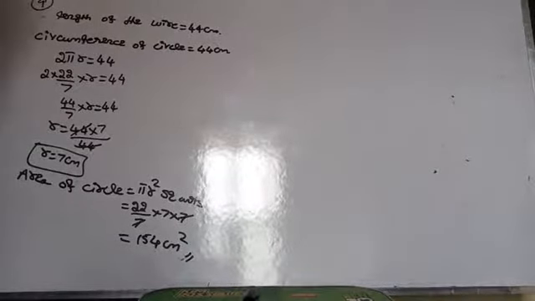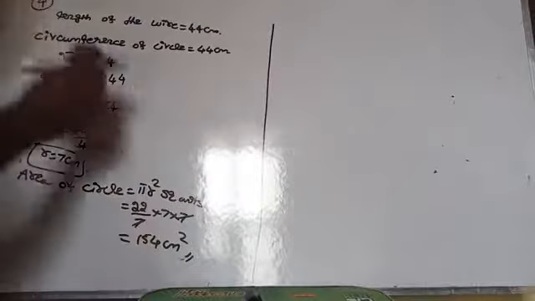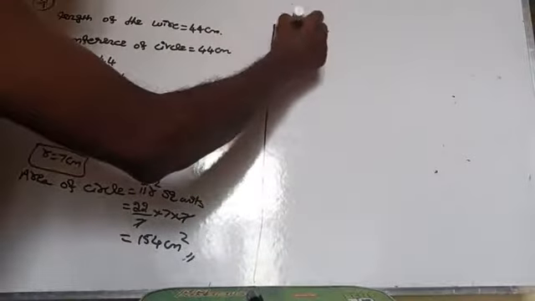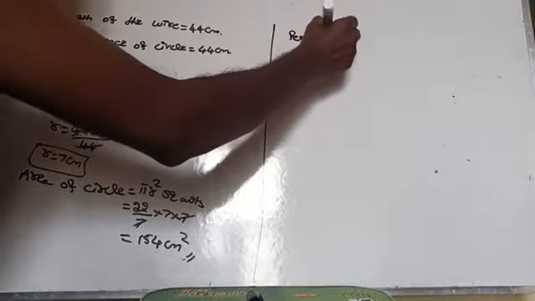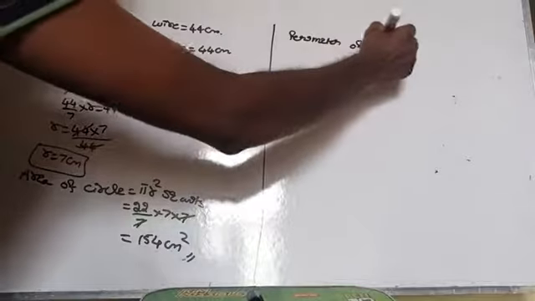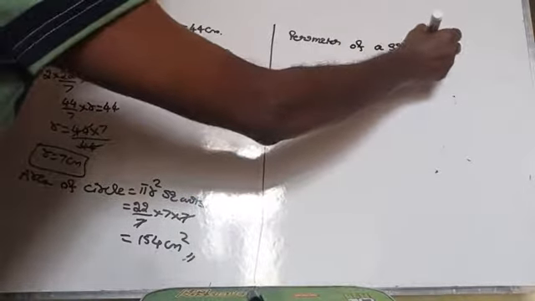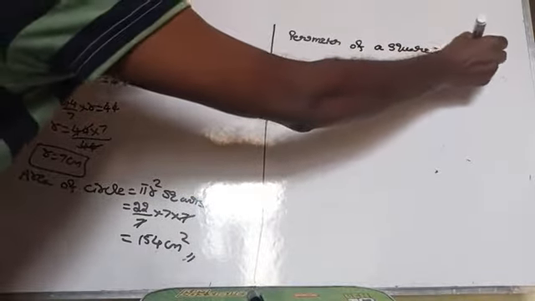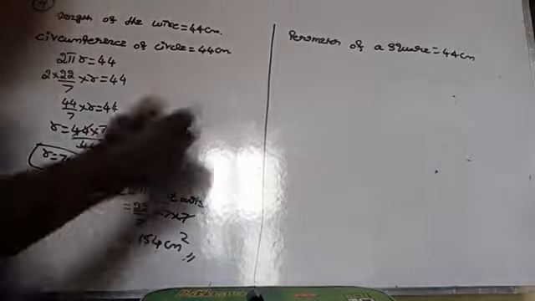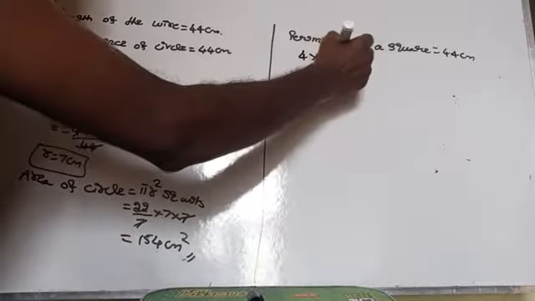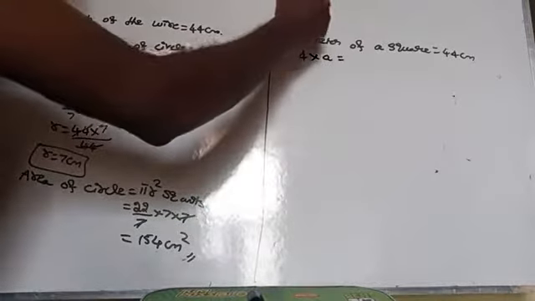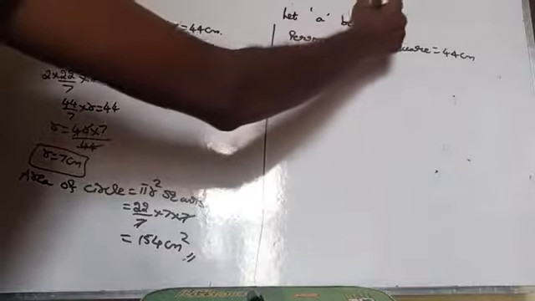Yes. Now, after that, what is he doing? If the same wire is bent into the shape of a square, that means the length of the wire is the same. So therefore, the perimeter of the square is equal to 44 centimeter. Then what is the perimeter of a square? 4 into length of side, that is 4 into A. Let A be the side of the square.